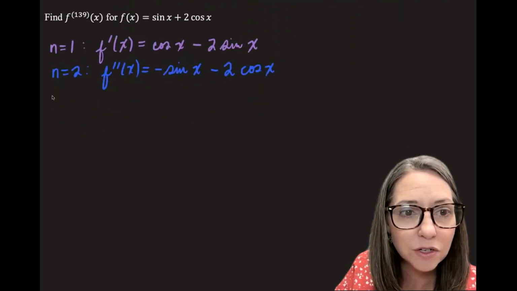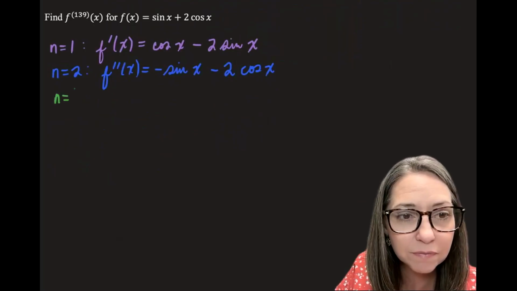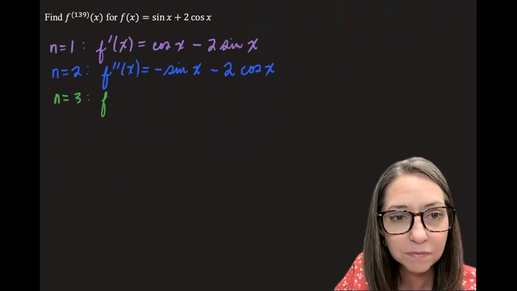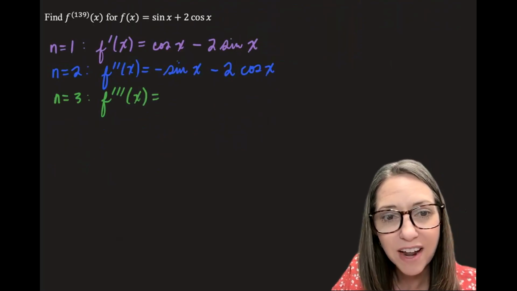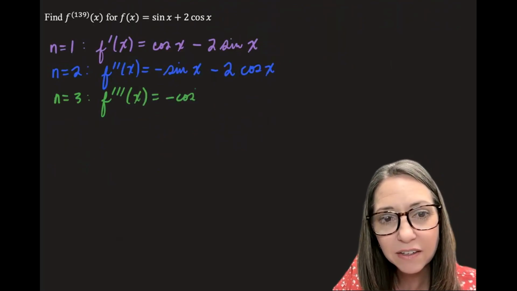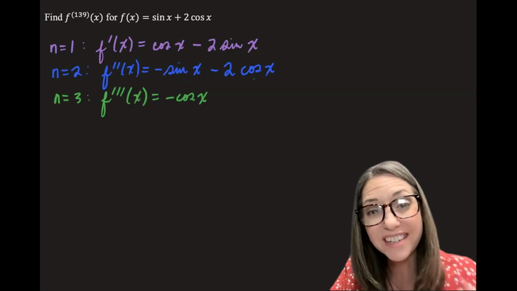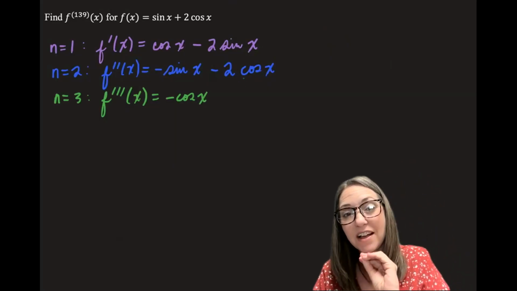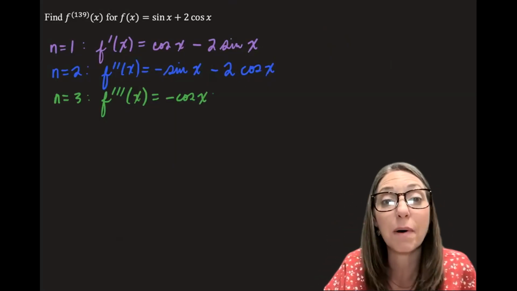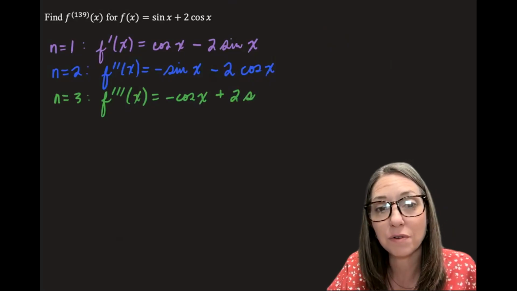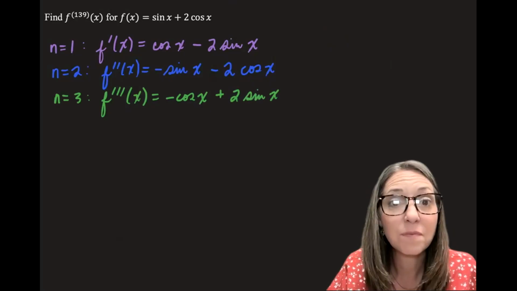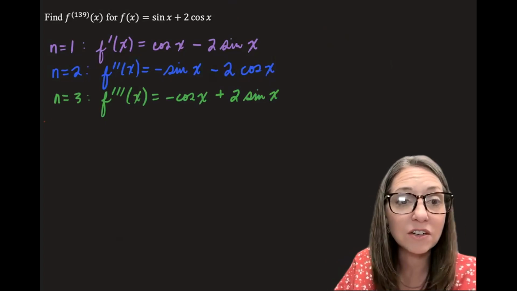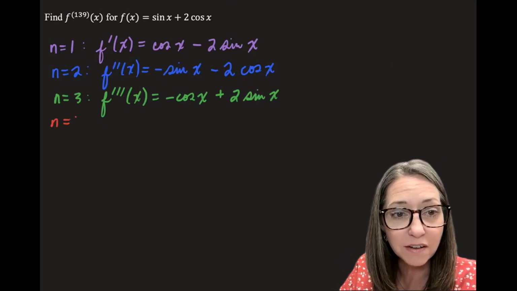Okay, so now we're going to do the third derivative. Derivative of sine is cosine, so the derivative of negative sine x is negative cosine x. And the derivative of cosine is negative sine. Here's where I want to simplify. Negative sine times negative 2 is positive 2 sine of x. Still no pattern. Don't see anything obvious here, so let's go to the fourth derivative.